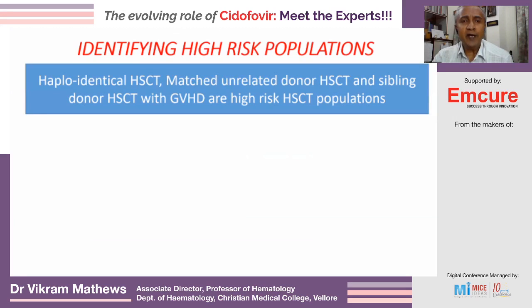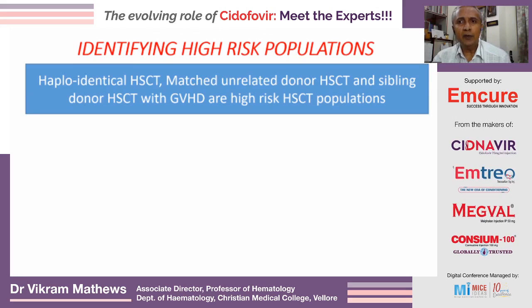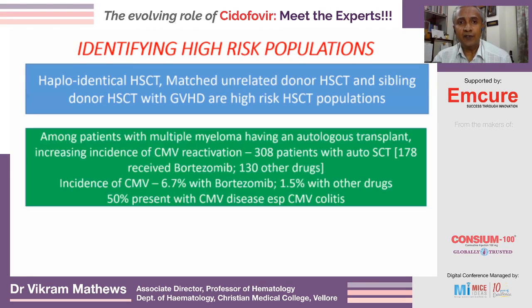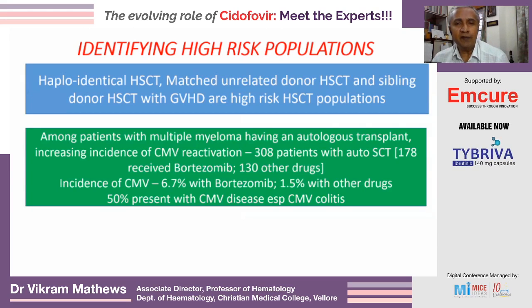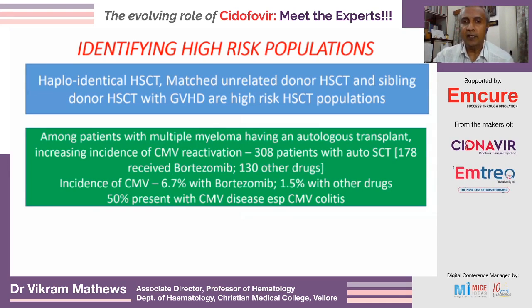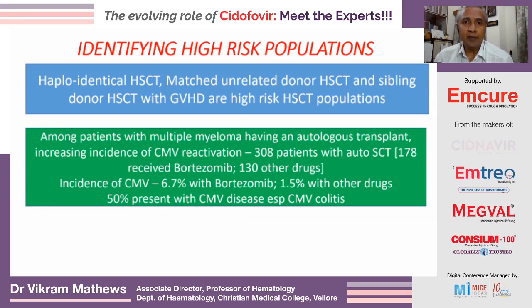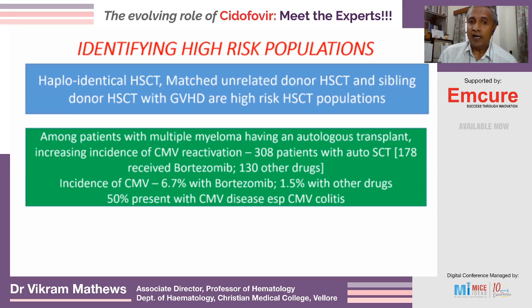How do we identify high-risk populations? We look at haploidentical HSCT, matched unrelated donor HSCT, and donor HSCT with GVHD as high risk for CMV reactivation. And another study that we are interested in is looking at CD45RA positive depleted donor lymphocyte infusions prophylactically in high-risk patients. Within the autologous transplants, it's important to remember that patients who have received bortezomib as prior therapy have a higher risk of CMV reactivation compared to those that did not.